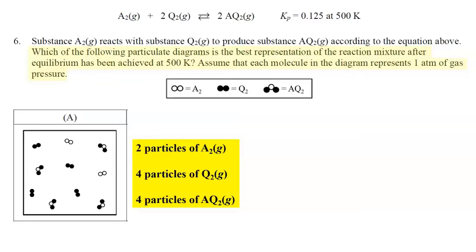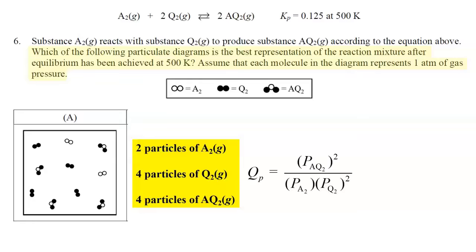Now I'm going to write the expression for the reaction quotient Q for this chemical equation. So it's going to be products over reactants, and we're going to use partial pressure because this is a QP, not a QC. So it's going to be the partial pressure of substance AQ2 on top, and that's going to be squared because there's a coefficient of 2. And on the bottom, we have the partial pressure of the reactants. So partial pressure of A2, and then also on the bottom is the partial pressure of Q2, and that is squared because there's a coefficient of 2.